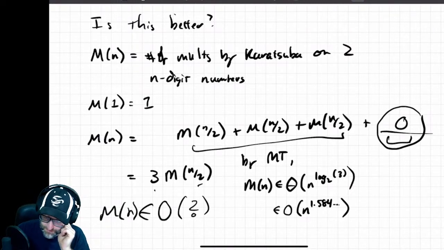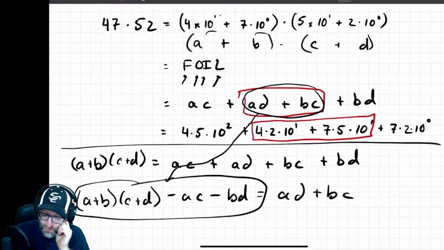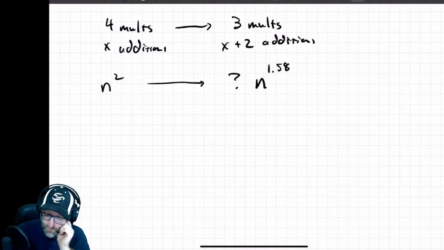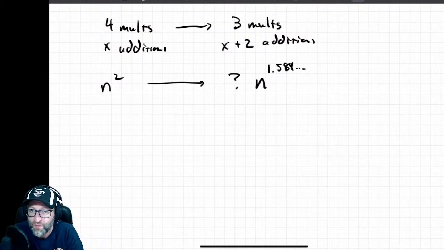Is that better? Certainly. The exponent here is 1.584. That's much better than the naive way of doing it, which is going to require n squared. So we've cut this down to n to the 1.584 dot dot dot. That is a speed up. Unfortunately, for the same reason that I usually discourage the use of recursion in CS1 and 2, it doesn't really buy you all that much in practice.